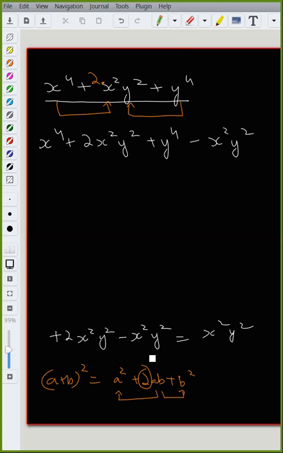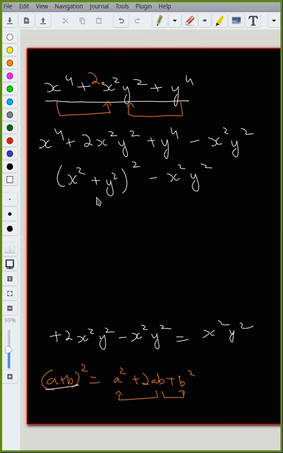Yes. So to get to 2, I can just subtract x squared y squared, and at the same time I'm adding 2x squared y squared. Now what format is this? This is again of the format of a plus b the whole thing squared. So I can write this as x squared plus y squared the whole thing squared minus x squared y squared.